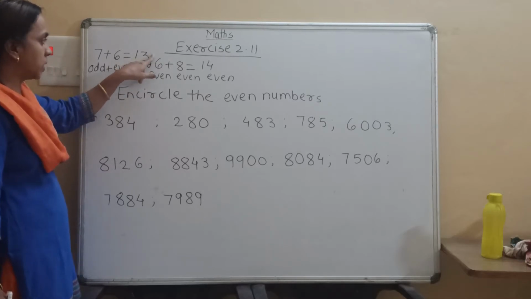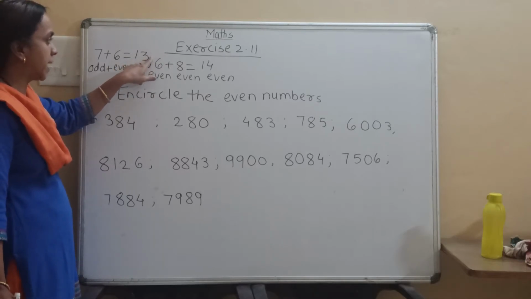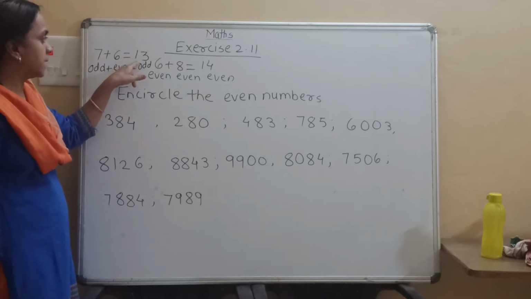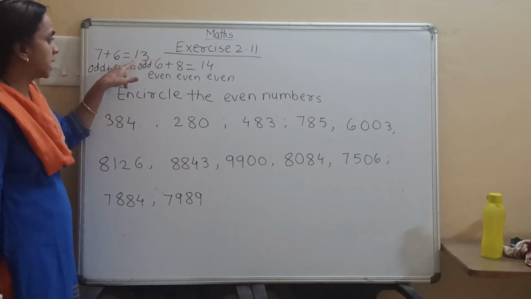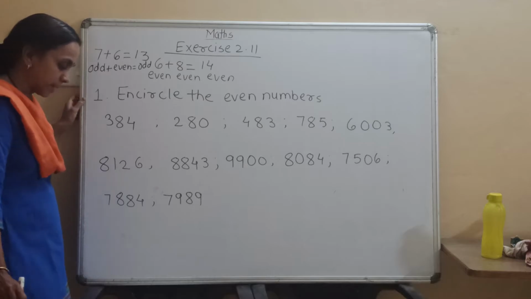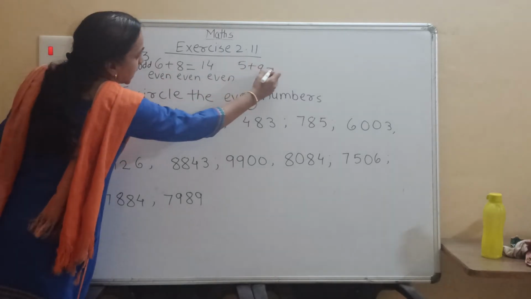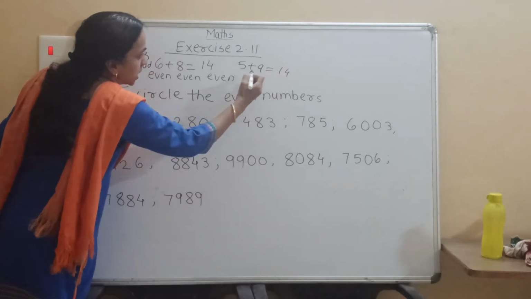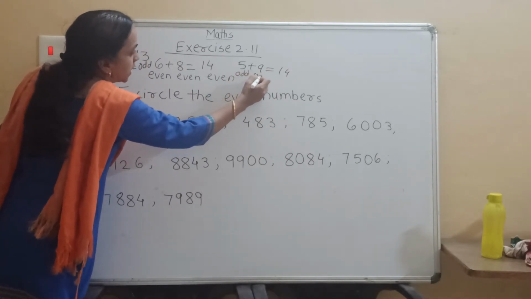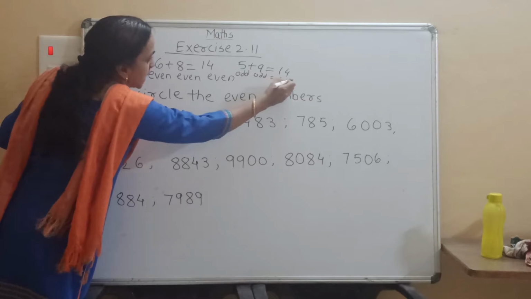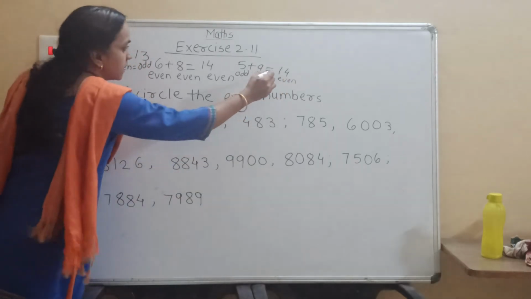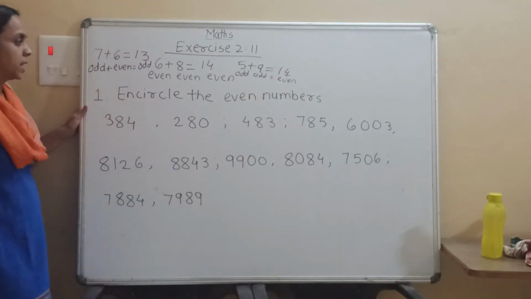So that depends on the last digit of the number. This number ends with the digit, the last digit is 3. So this number is an odd number. Okay. Suppose we add 5 plus 9. 5 plus 9 is 14. So both the numbers are odd, but their answer is even. So that depends on the last digit of the number.